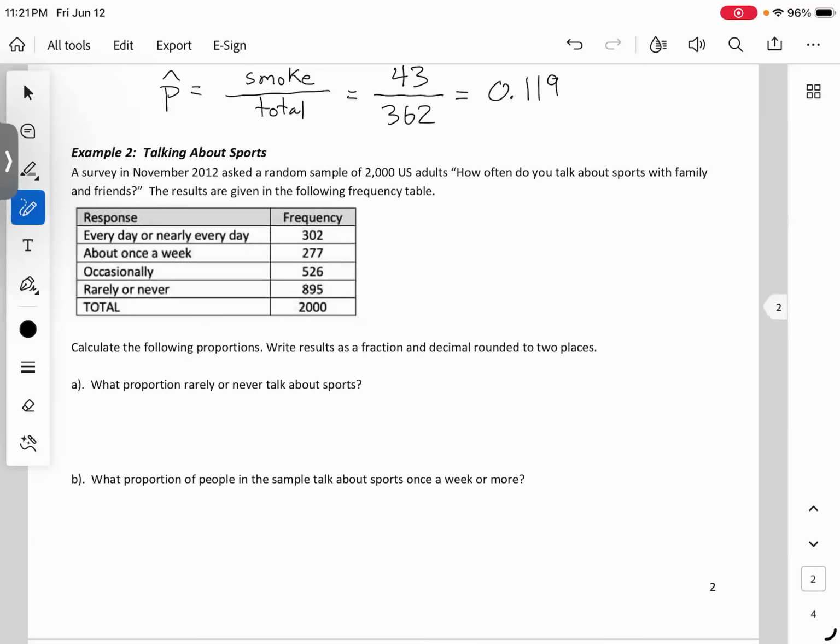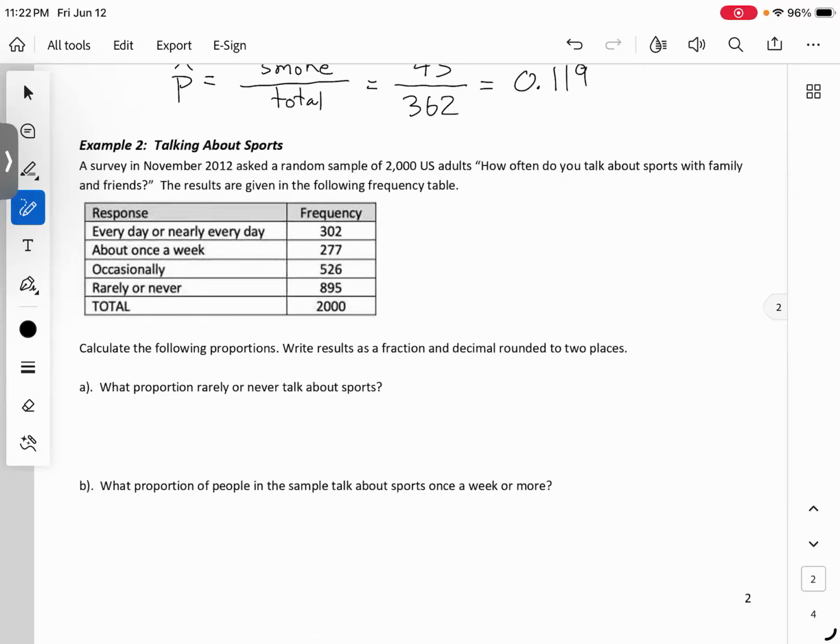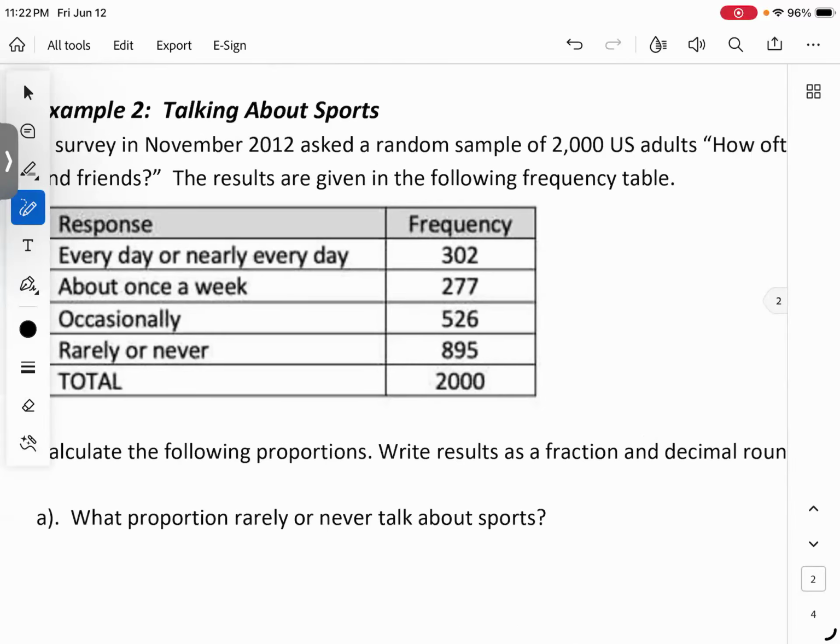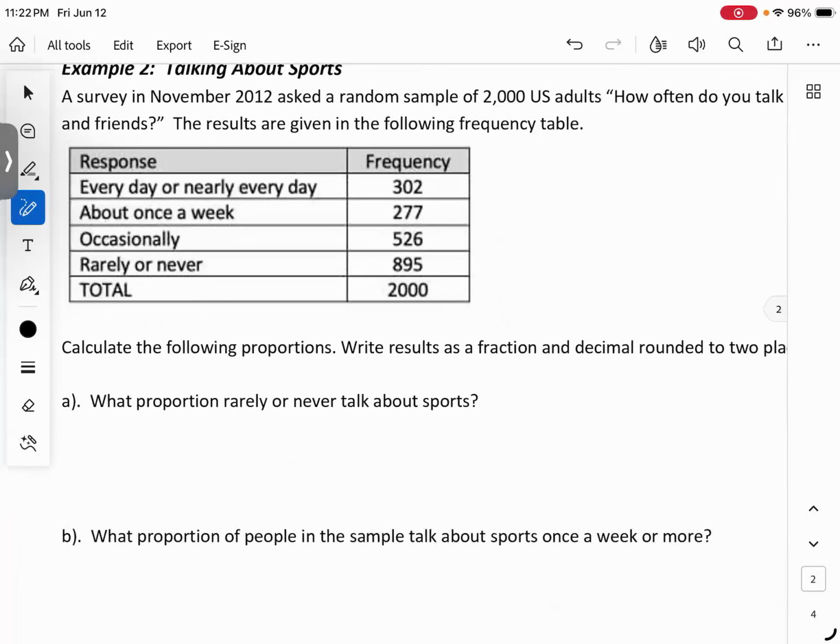Now, here's that frequency table. An example of the frequency table where all it is giving us is how many they counted in each of the groups. The study was about how often people talk about sports. You can see some, 302, who talk about sports a lot. And then you got down at the bottom some who, it's more rare, or maybe they never talk about sports. Out of 2,000 people who were surveyed. Now, what we're going to do with this, again, it says include the fraction, include the decimal. So we're going to have both of those things.